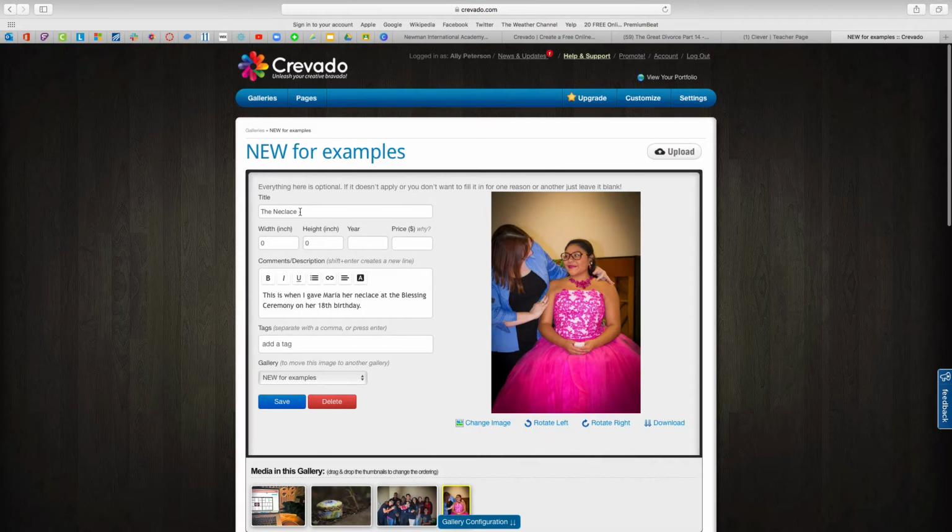And then the first thing you're going to do is you're going to name it. Okay, so the name should never be ISO picture, shutter speed picture, right? You want something clever. So here's my example.